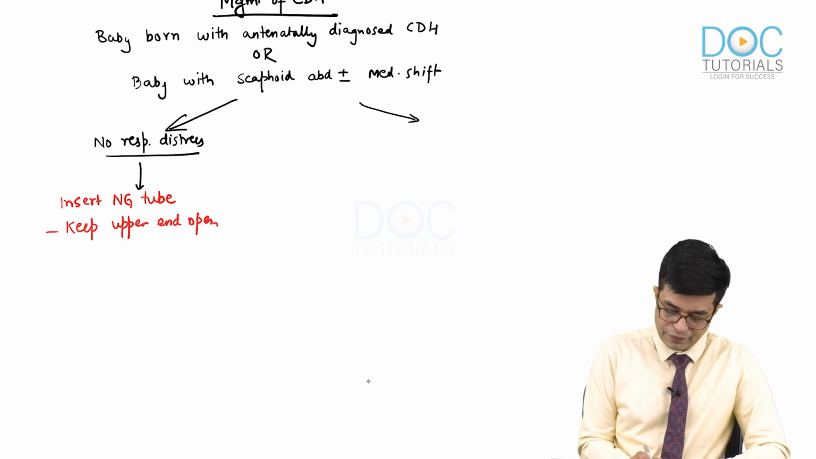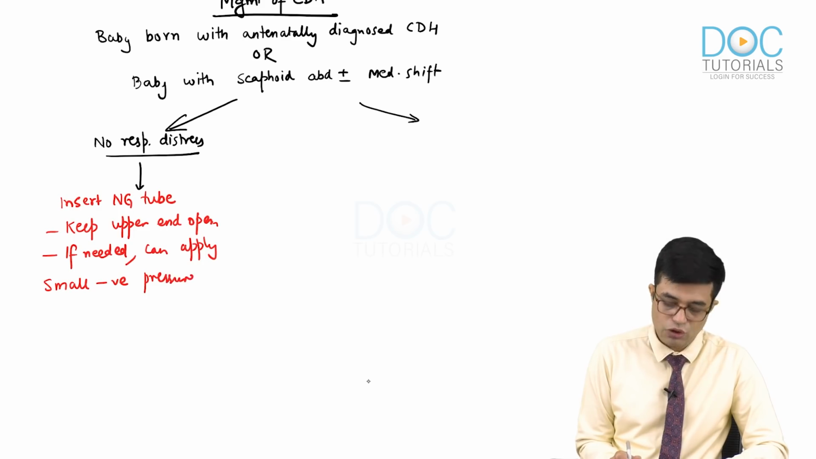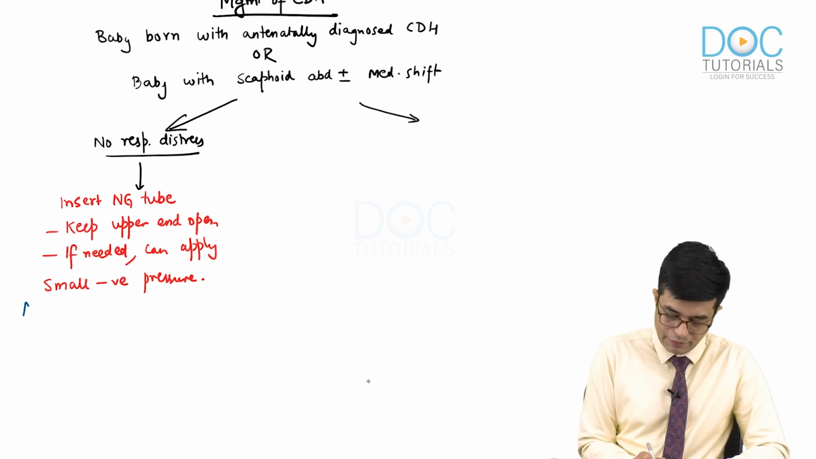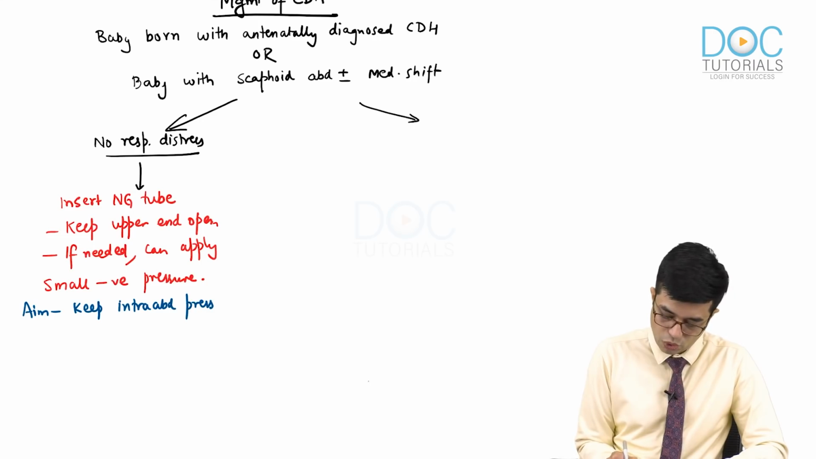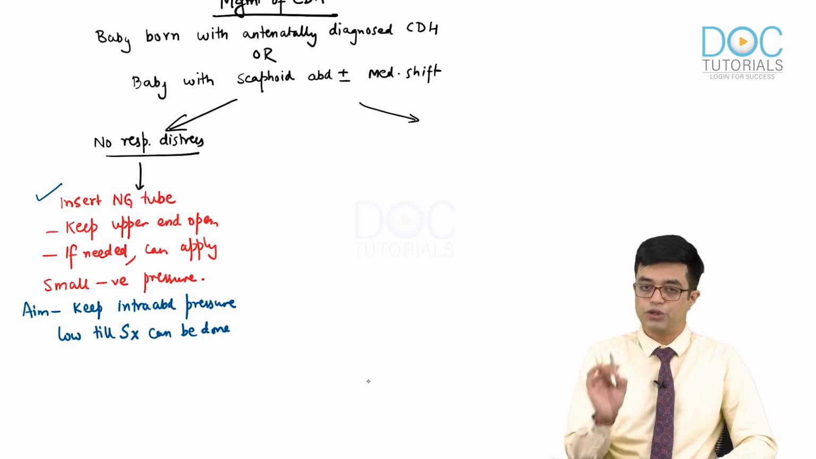If needed, you can apply small negative pressure or suction to this nasogastric tube. So, what is your aim here? The aim is to keep the intra-abdominal pressure low till surgery can be done. So, what should be the next step? If there is no respiratory distress, insert a nasogastric tube.